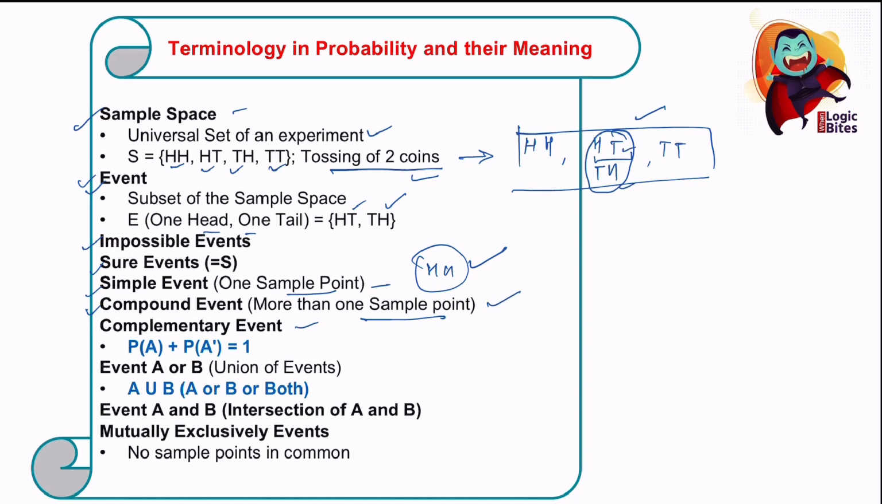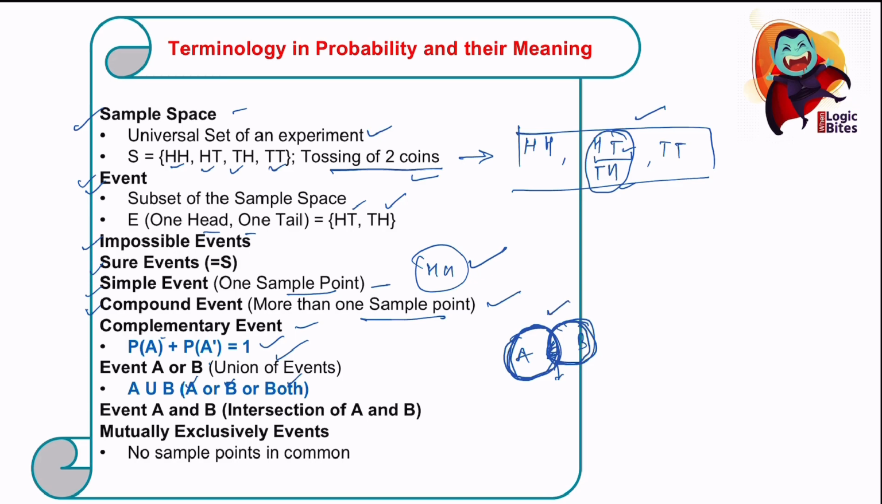Complementary event we have already seen. The summation of the event and its complement will be 1. Event A or B, also called the union of events, is the probability of event A or event B or both. So if we draw like this, this is A, this is B. Because some common part is there, we also want to subtract it to avoid double counting. We will see this as and when we solve questions.